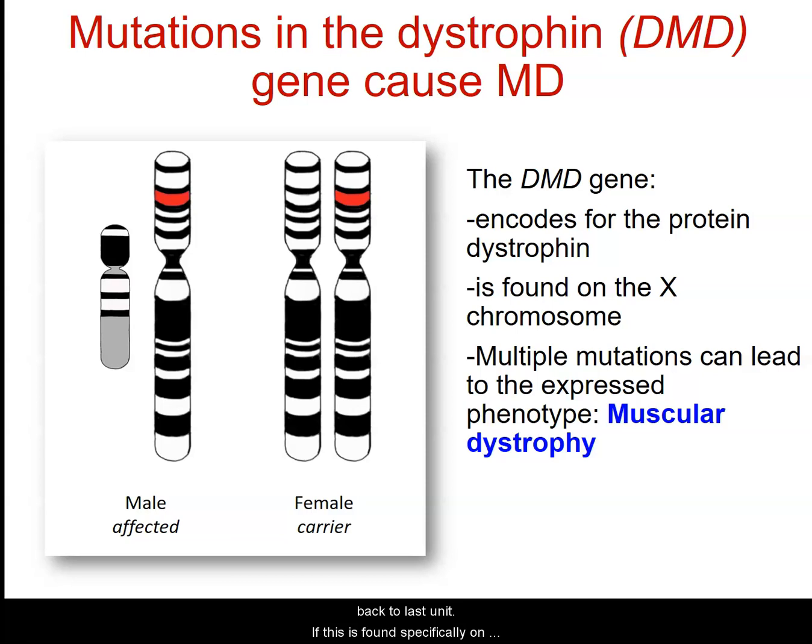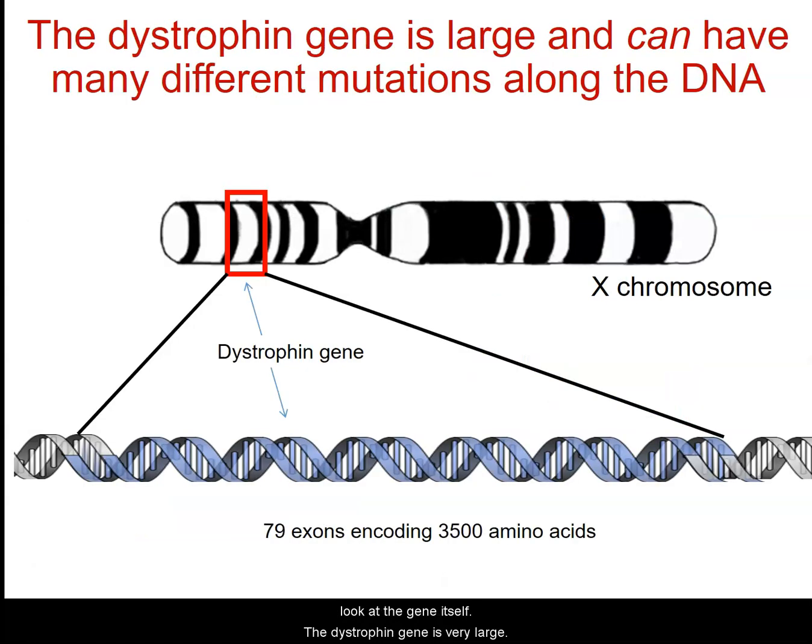So again, think back to last unit. If this is found specifically on the X chromosome, why do men seem to demonstrate this disease more? So anyway, multiple mutations can lead to the phenotype of muscular dystrophy. So we're going to look at the gene itself.